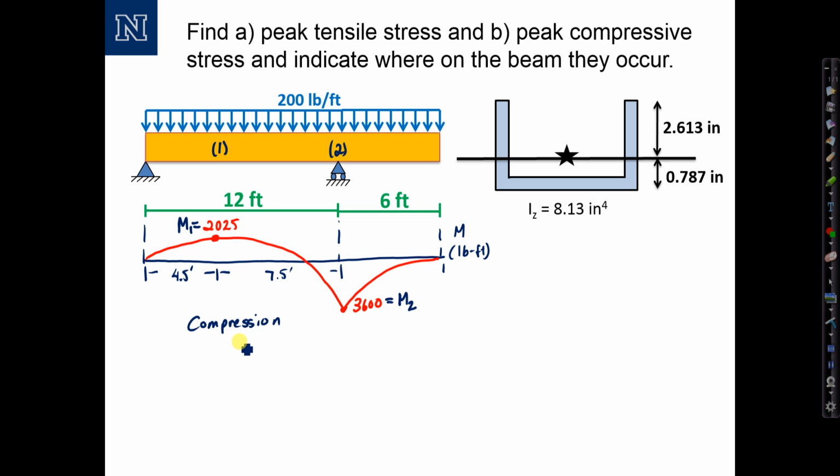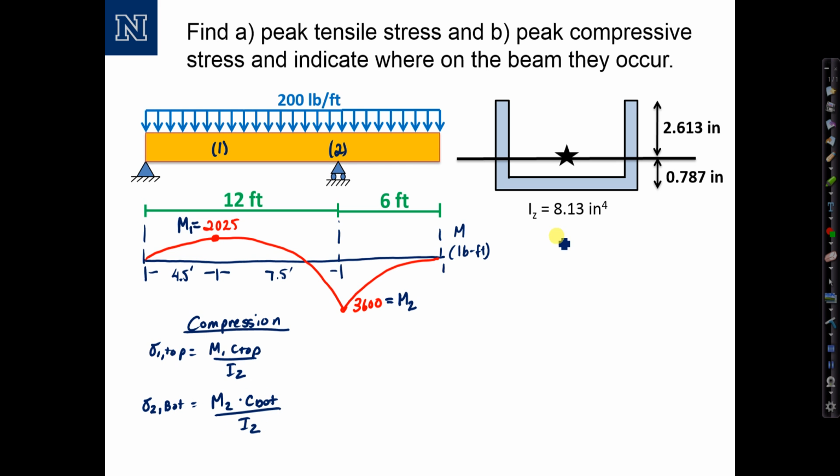At location 1, since the moment is positive, the beam bends upward and the top is going to be in compression. We can calculate that stress, sigma 1 top equals M1 C top over IZ. At location 2, the moment is negative, so the beam bends downward, and the bottom will be in compression. We can calculate that stress as sigma 2 bottom equals M2 times C bottom divided by IZ.